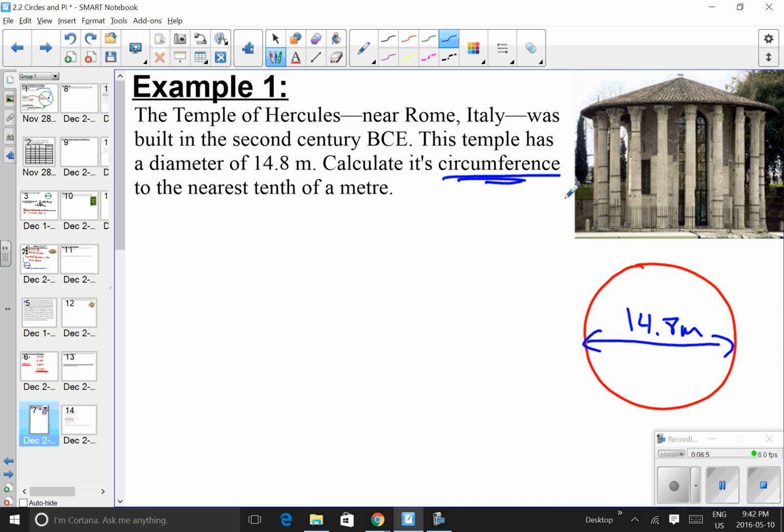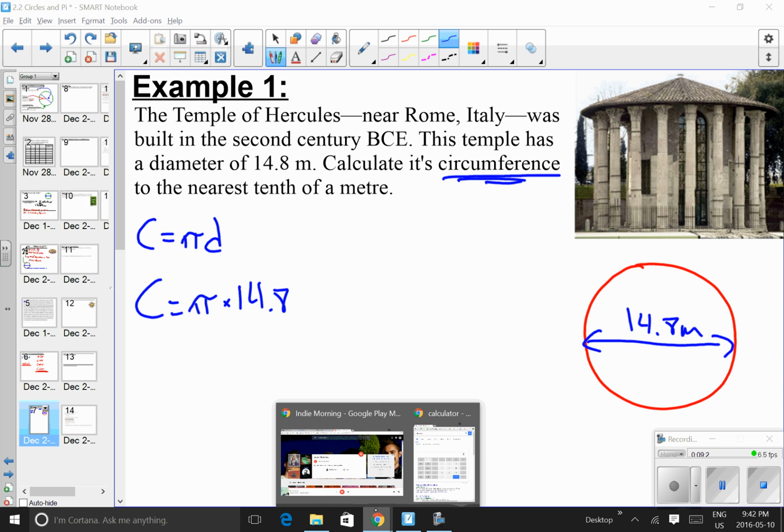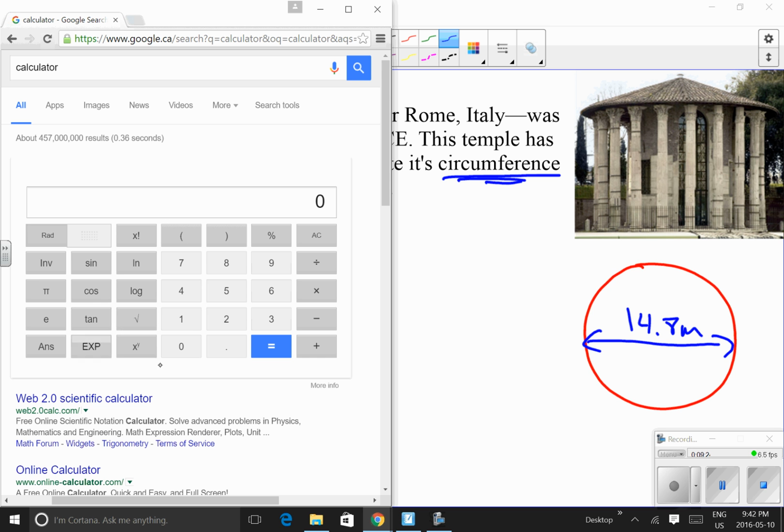Alright, so I know the diameter, and I know the formula for circumference using diameter is just pi times the diameter. Right? So C, or circumference, equals pi times my diameter, which was 14.8. I can plug that into my calculator. So here's my pi button somewhere. There it is. Times 14.8. And that gives me a really long decimal.